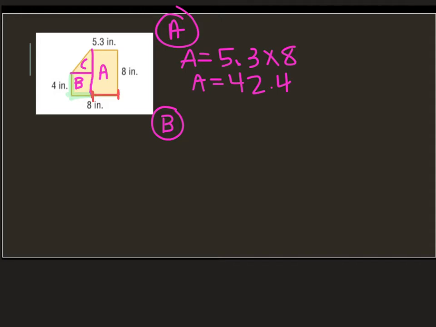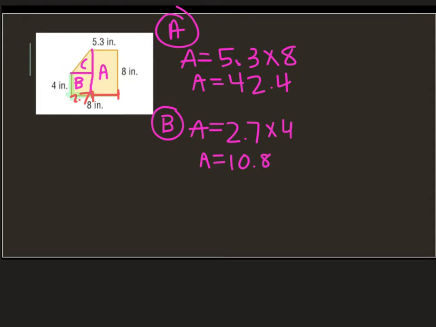So what we can do to find the base of shape B is take 8 and subtract 5.3 to get the base of shape B as 2.7. That's a 7. Wow, sloppy, sorry. 7. There we go. So shape B, when I go to find the area, I need to type in area equals base 2.7 times height 4. When you type that in, you should get 10.8.